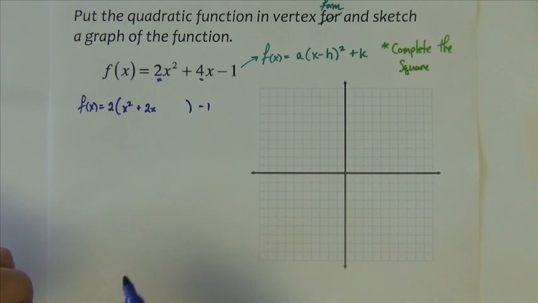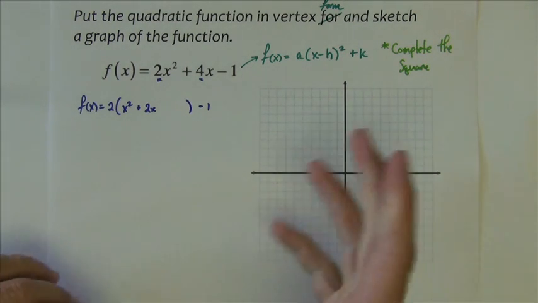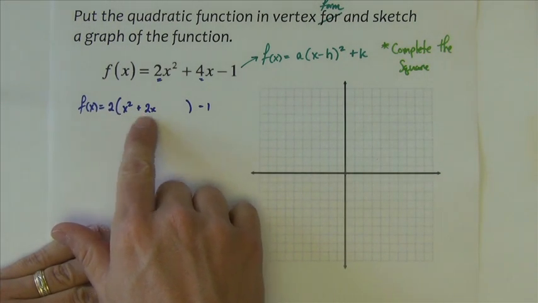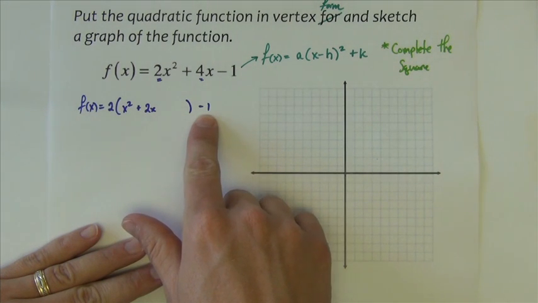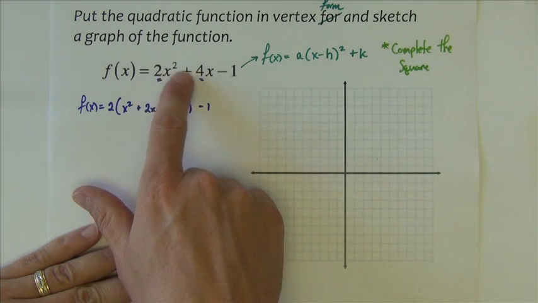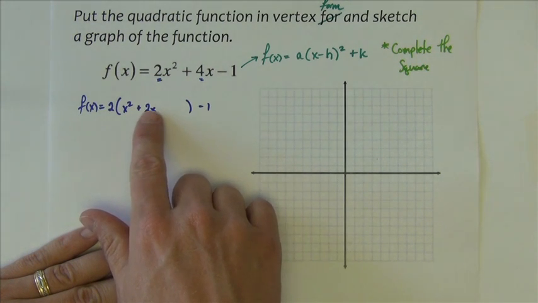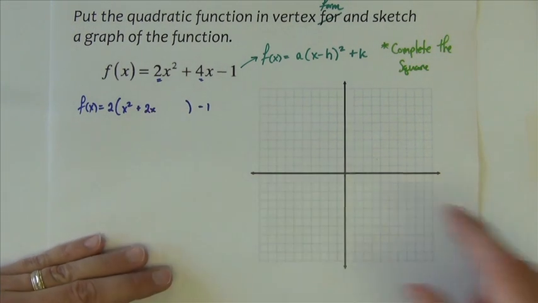So it looks like this. Okay. Notice it's all the same terms. It's 2x squared plus 4x. The minus 1 is still there. I just took the 2 out of the 2x terms. Okay. Left a little spot here to complete the square.